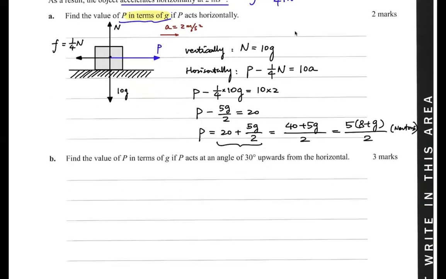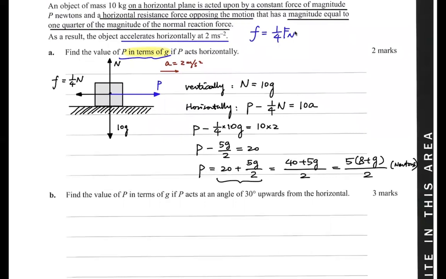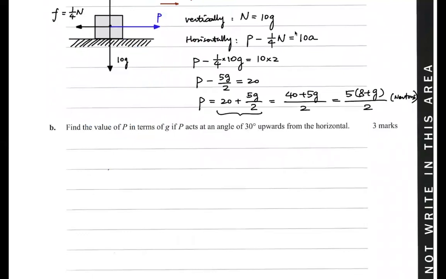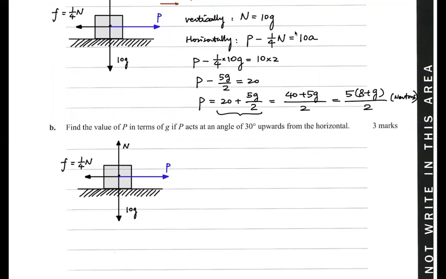Then we want to find the value of P in terms of g if P acts at an angle of 30 degrees upwards from the horizontal. So let's assume nothing else changed except for the direction of P. Basically, I'm going to duplicate this force diagram here, but with only one variation, which is the direction of P. The force P here is now 30 degrees upwards. So let's change the direction of this arrow here.